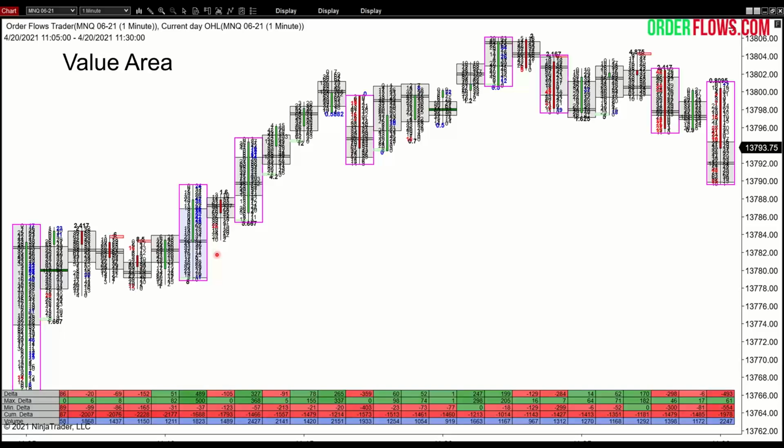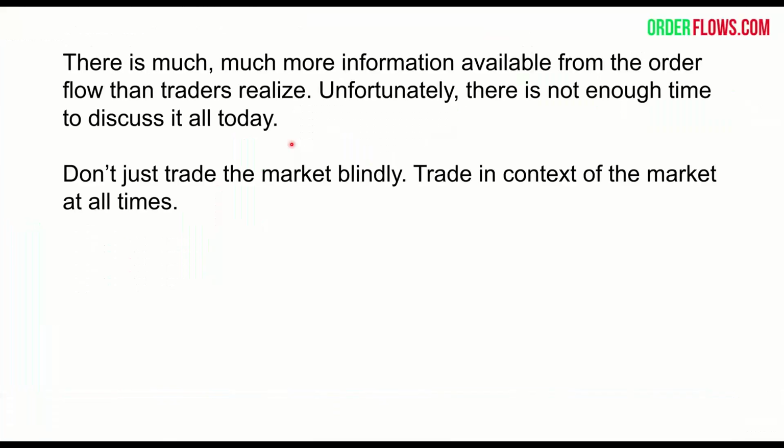Now you can take it a step further and add in your other forms of analysis, whether you're using technical analysis or order flow. There's so much more you could build off of it, right? So you can see, there's just so much more information available from the order flow than traders realize, right? Unfortunately, there's not enough time to discuss it today. I've been going on for about an hour.